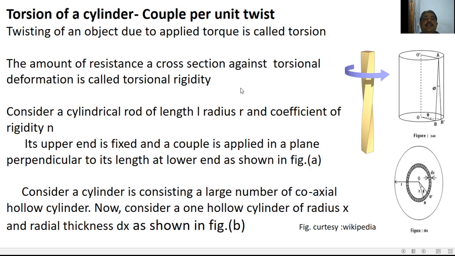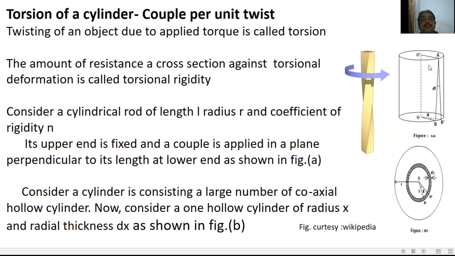In order to derive an expression for couple per unit twist, let us consider a cylinder or wire. It is clamped at one end and twisted at the other end through an angle theta about its axis. It is said to be under torsion. Due to the elasticity of the material of the cylinder or the wire, a restoring couple is set up in it, equal and opposite to the twisting couple.